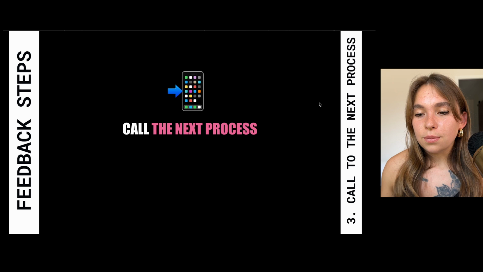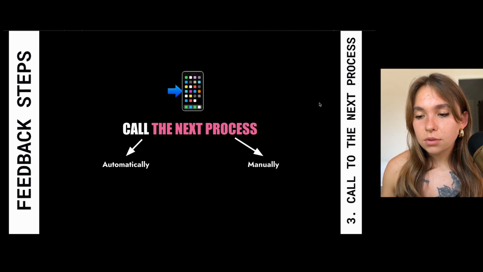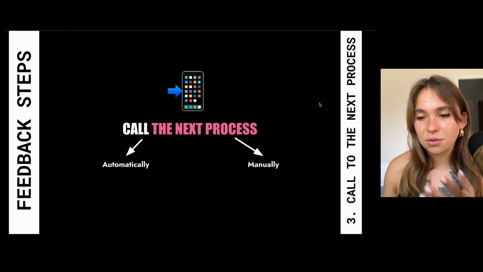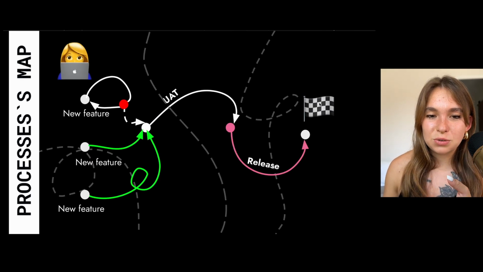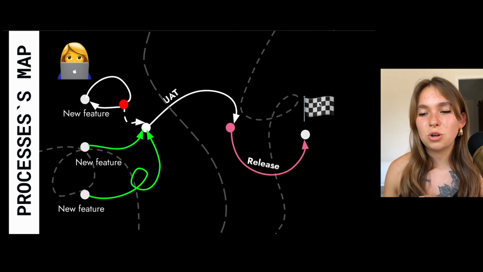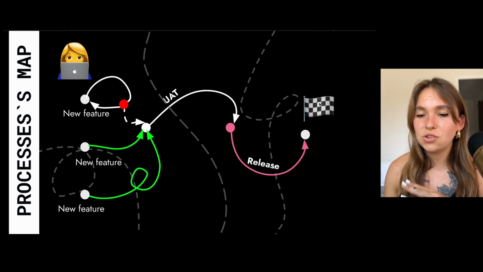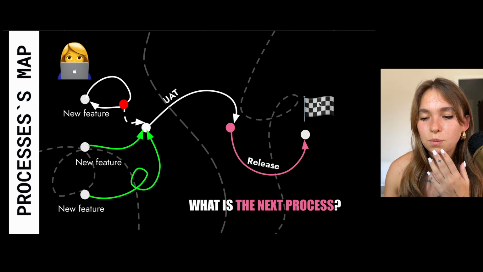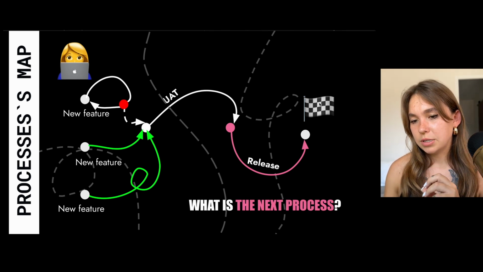Okay, so the call to the next process. As I said, it can be automatic or manual. And how to understand our next process? Just come back to your process map, if you have done a really good job. Right now you have all this information, and you don't need to spend a lot of time to understand what the next process is.